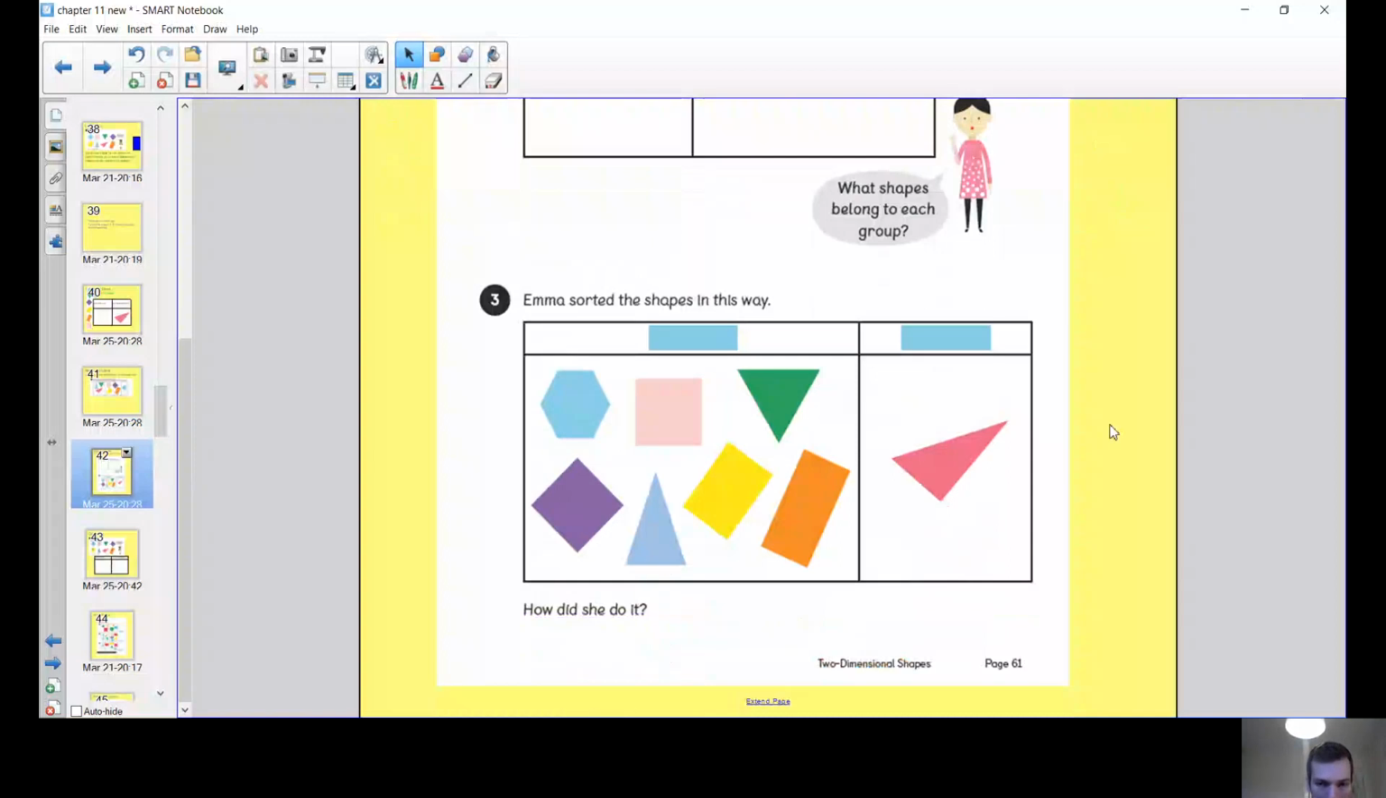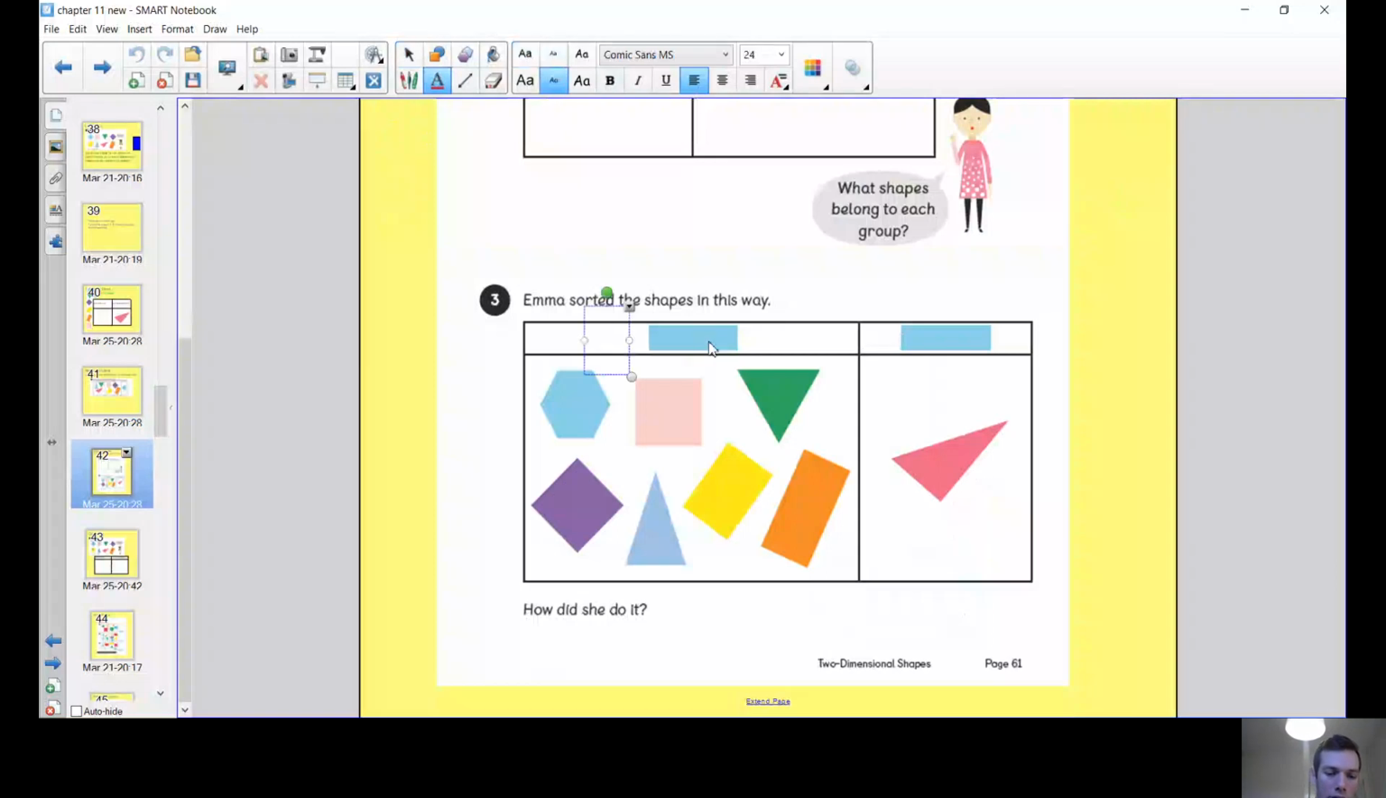Emma sorted the shapes in this way. I'd like you to pause the video and figure out what I could write in the 2 boxes above the shapes. So talk to a person at home and see if you can figure out how Emma sorted the shapes. Then press play again.